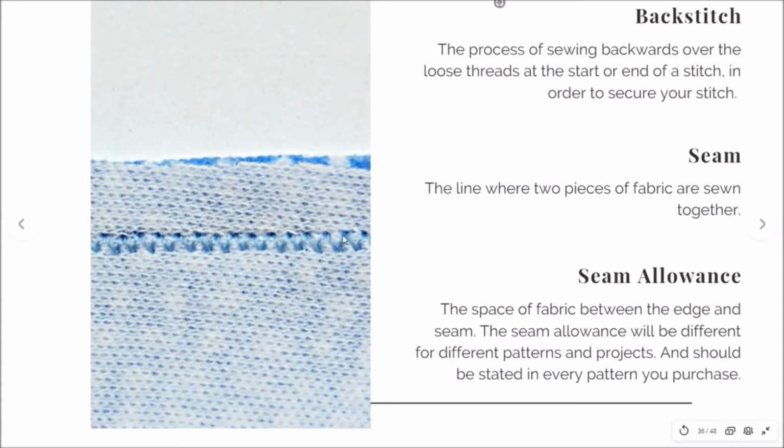The seam allowance is the space between the fabric edge and the seam. So this will be different for different patterns, different projects, and you should find the seam allowance in each pattern you purchase. So they might say with a seam allowance of 3/4 inch, in which case you would sew your line, your seam, 3/4 of an inch from the edge. So that is your seam allowance.